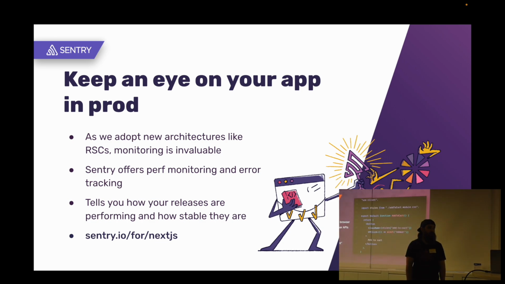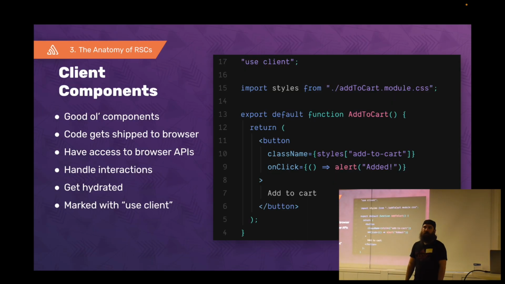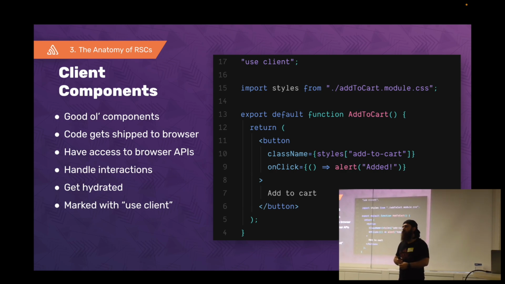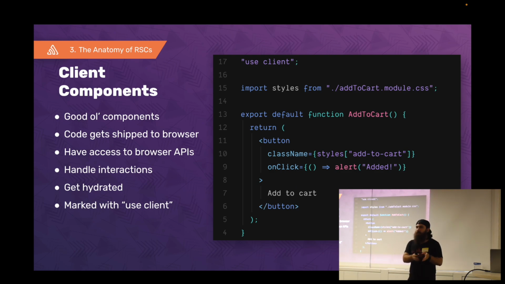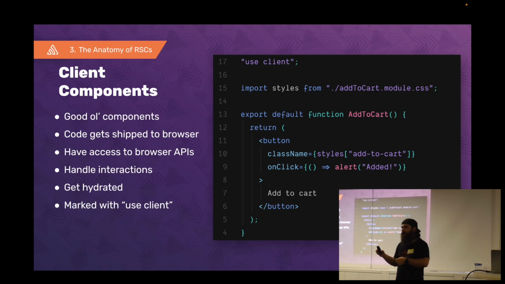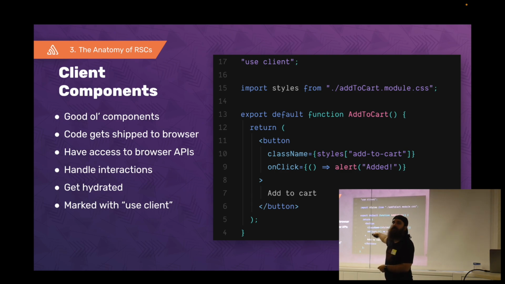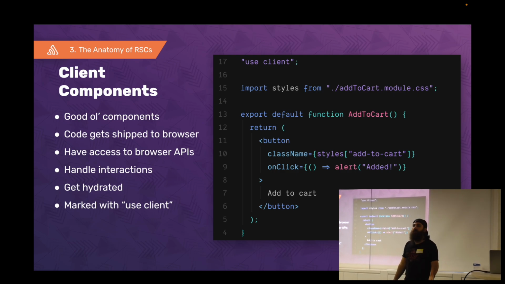It's really cool. But let's get into the anatomy now. RSCs, as a technology, as an architecture, introduce two new component types. And those are server components and client components. And the difference between these two isn't functional. They function the same. The difference is where they get executed, when they get executed, and what gets sent to the browser. So the client components are the good old components that we know since 2013, 2014.